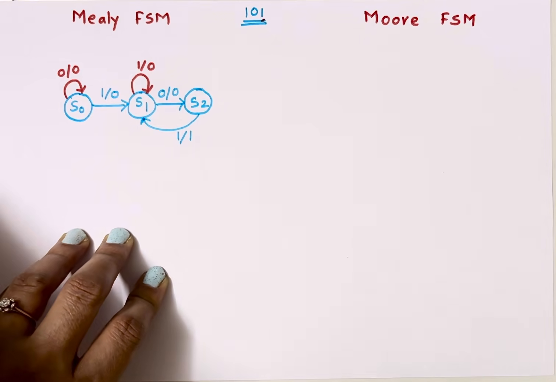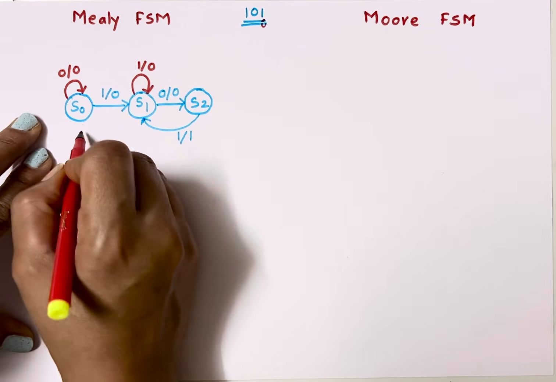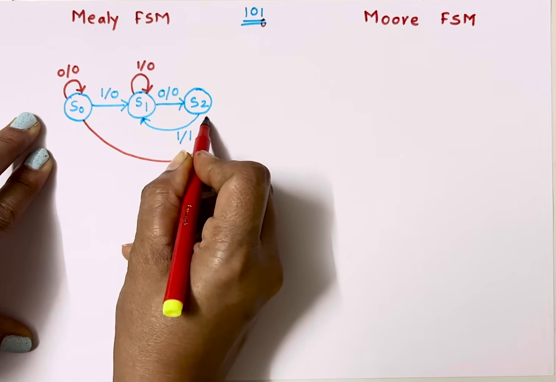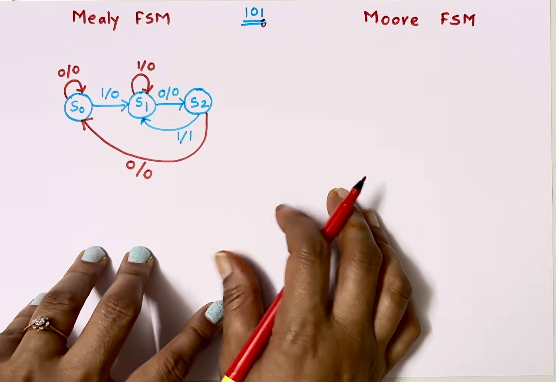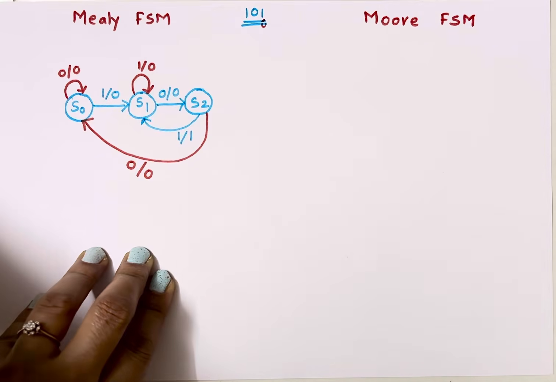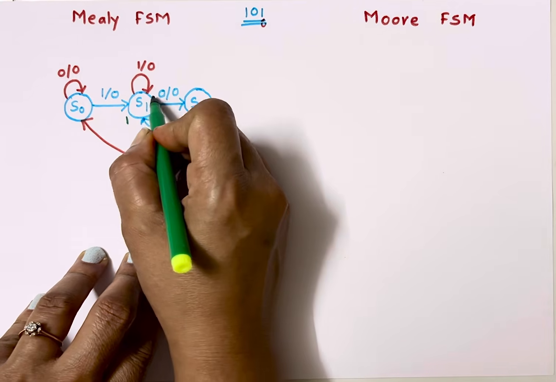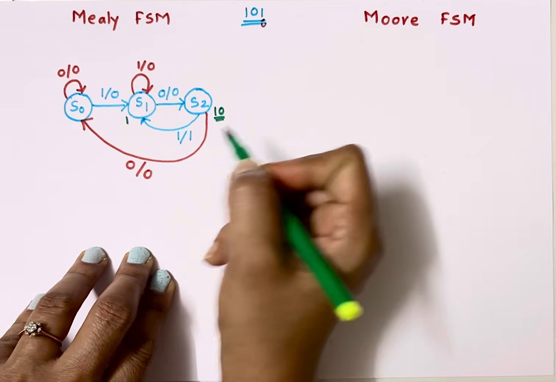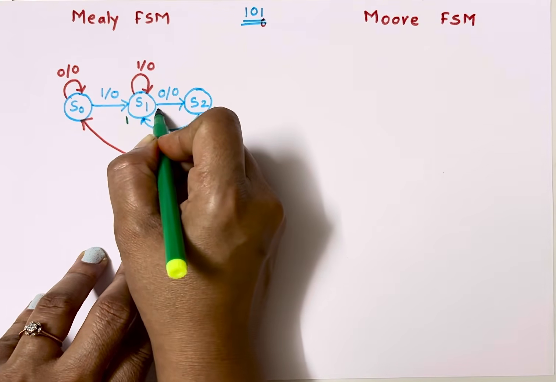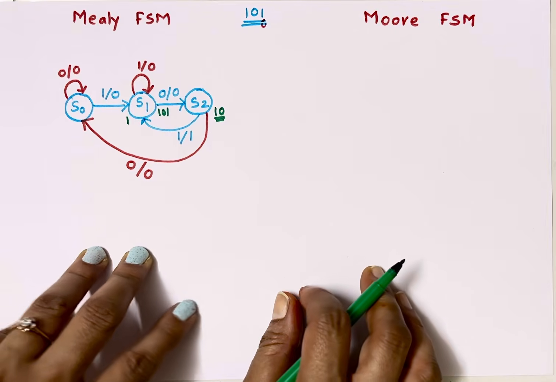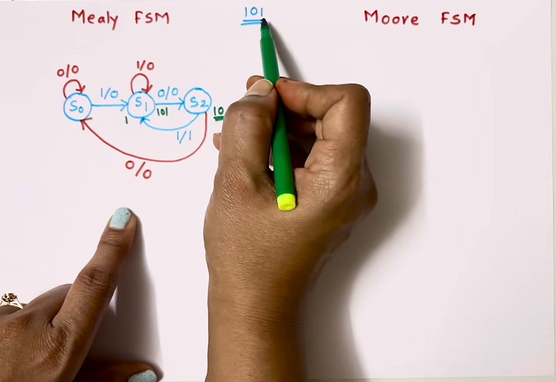Now at S2, if the correct bit 1 is received, it will go back to state S1. But what if 0 comes? 0 is not my correct bit, so it will go to state S0, and the output is 0. So up to this point, what value was detected? 1. Up to this point, 1 and this 0, so 1, 0 was detected. And then here 1, 1, 0, 1, the complete 1, 0, 1 was detected.